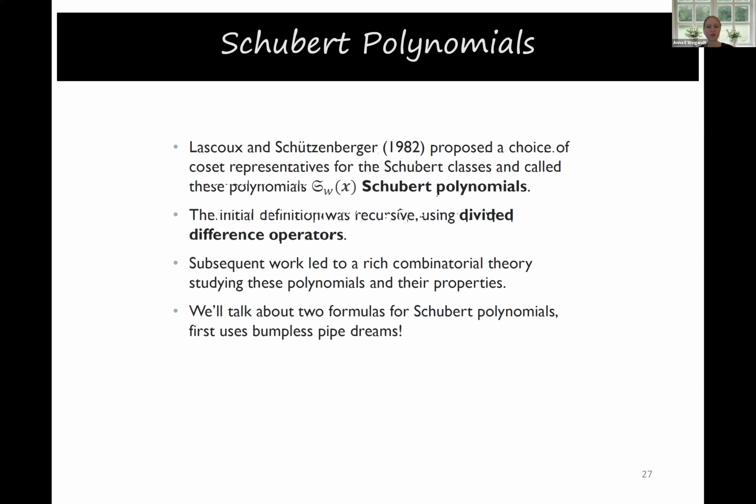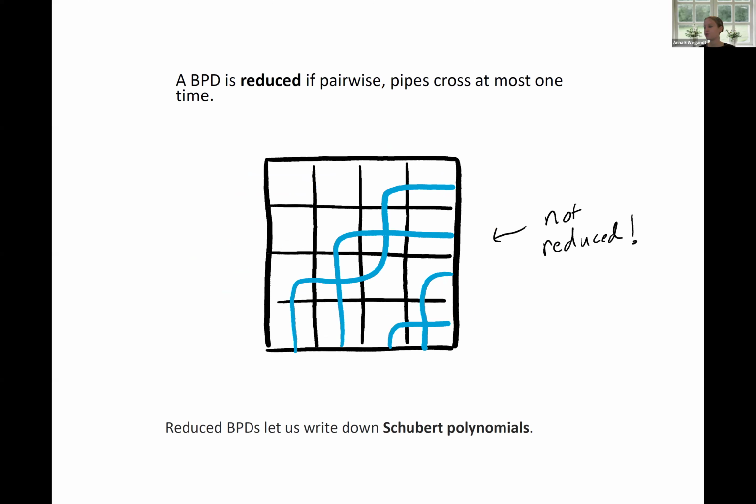So we'll talk today about two formulas for Schubert polynomials, and the first one uses bumpless pipe dreams, which again are just alternating sign matrices in disguise. First we need an extra little definition for bumpless pipe dreams. A bumpless pipe dream is reduced if any pair of pipes crosses at most one time. Here I've drawn a non-example where a pipe crosses and then crosses back, and this thing is not reduced. But if we take just reduced pipe dreams, we can use them to write down these Schubert polynomials.